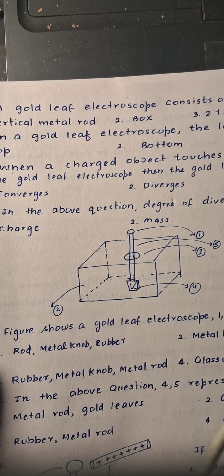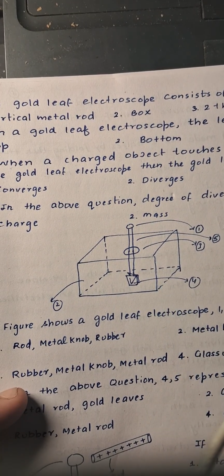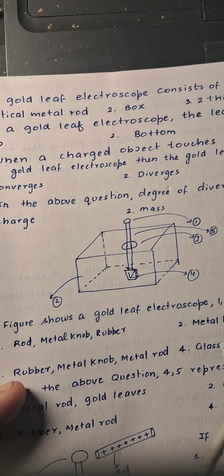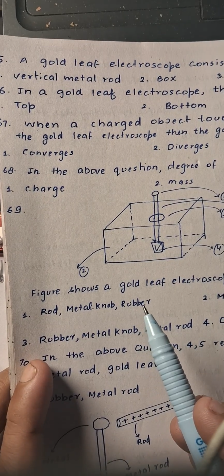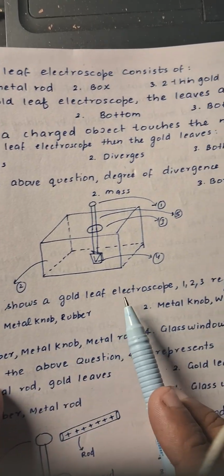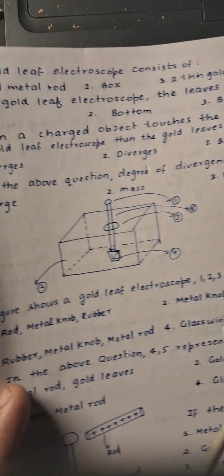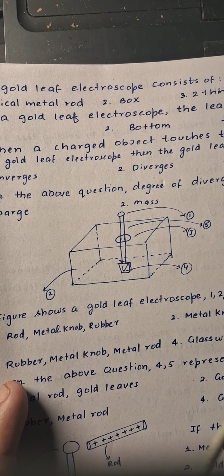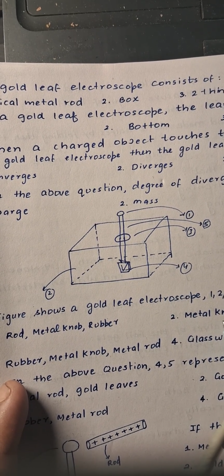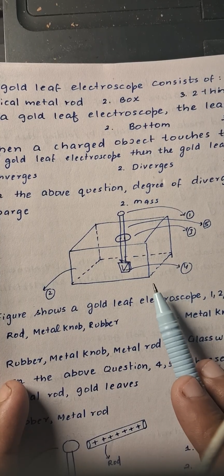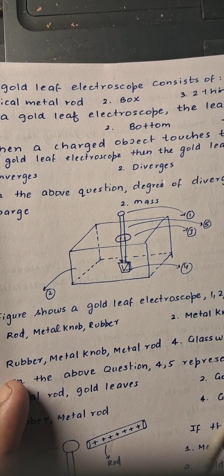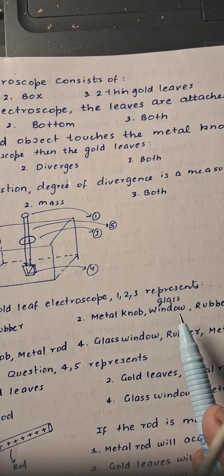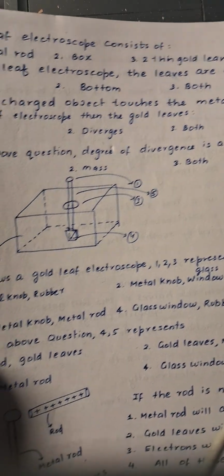Now here is a pictorial diagram of a gold leaf electroscope and certain points are asked. The first question is, the figure shows a gold leaf electroscope, 1, 2 and 3 represent. So 1 here corresponds to the metal knob, second corresponds to the glass window and third corresponds to the rubber. So the second option will be correct over here.